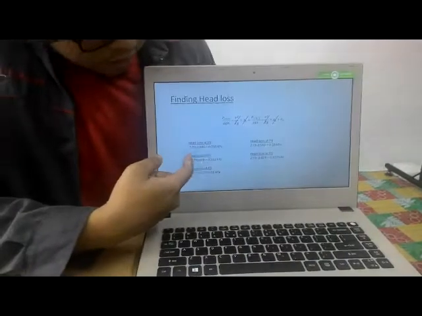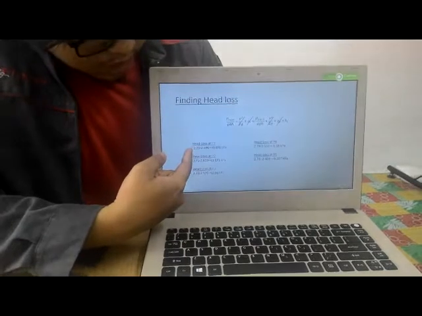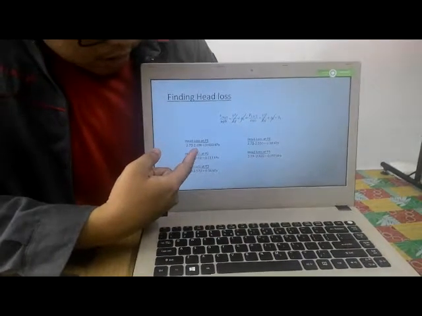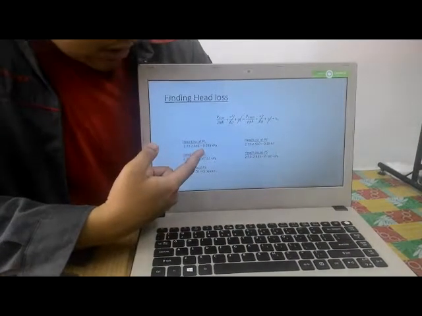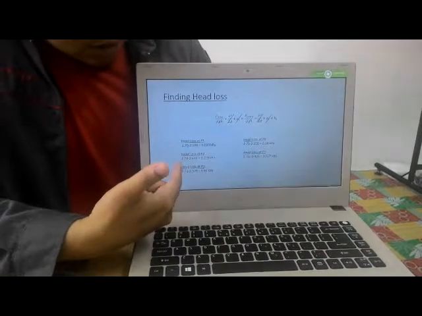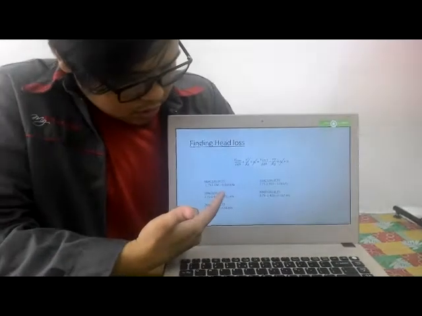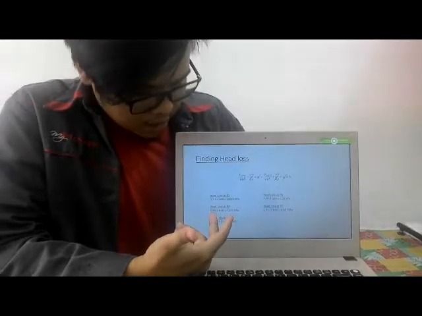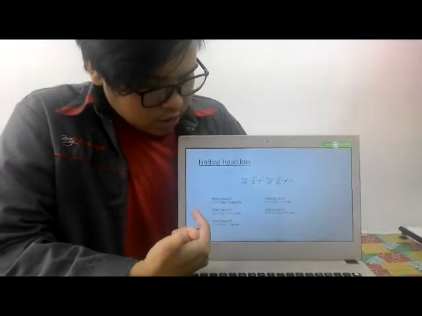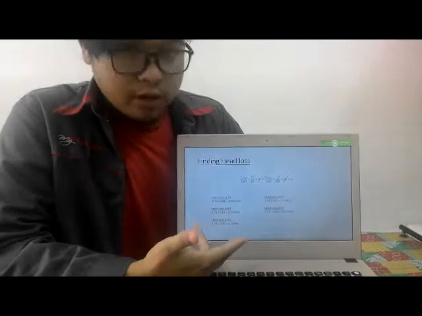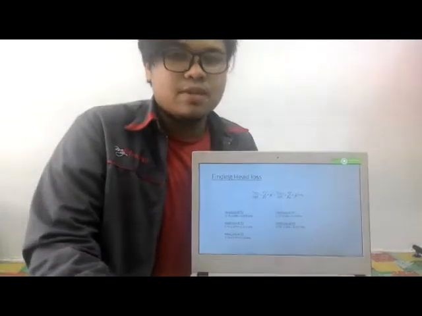For example, the head loss for point A is equal to the pressure at inlet, 2.73, minus 2.69696, which is the pressure at the point. So we will get the head loss equal to 0.033 kilopascal, and that equation also applies for the other points, and that's how we get the head loss. Thank you. Okay, now I will show you the conclusion of our project.